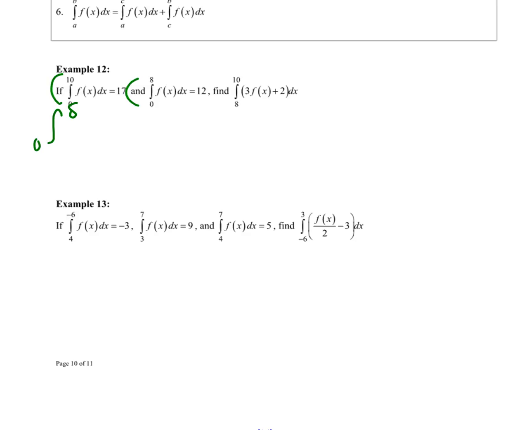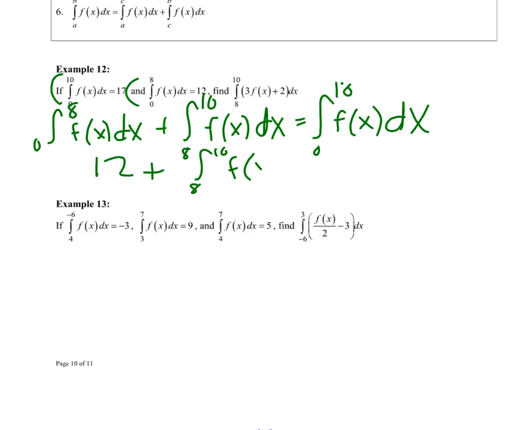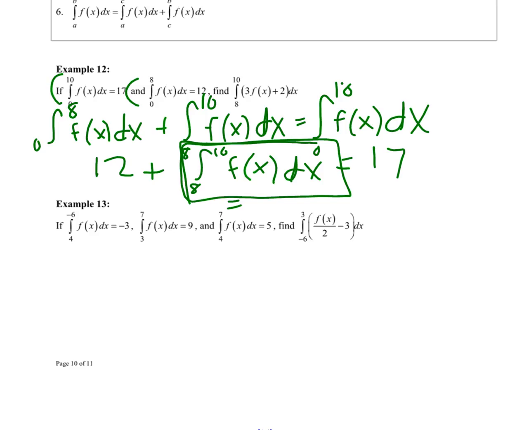So 0 to 8, and then 8 to 10 would be equal to 0 to 10. Now, I know you might not want to write all this out, but just do it. Okay, 12 plus this integral expression here is going to be equal to 17. So that means this expression is equal to 5. Okay, and that should make sense. If 0 to 8 is 12 and 0 to 10 is 17, you gotta have 5 in there, right?